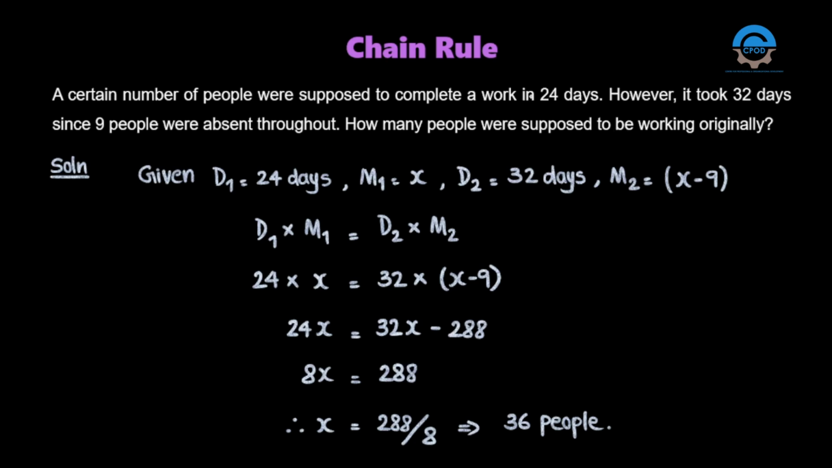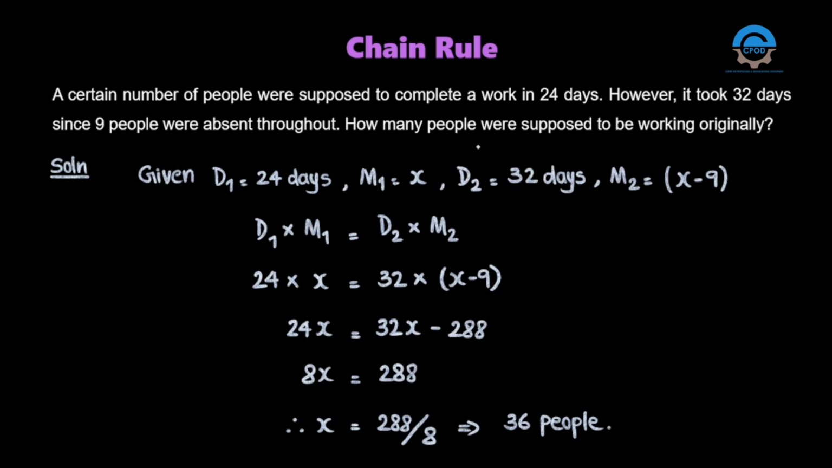Okay, so here in the first scenario the days given is 24 days and the manpower we have to find. In the second scenario the days given is 32 days and the manpower is 9 members less than the original members. So the original number of people is X and the manpower for the second scenario is the original minus 9. So D1 into M1 is equal to D2 into M2. On substituting these values, we are getting the value of X as 36 people. So 36 people were supposed to be working originally.